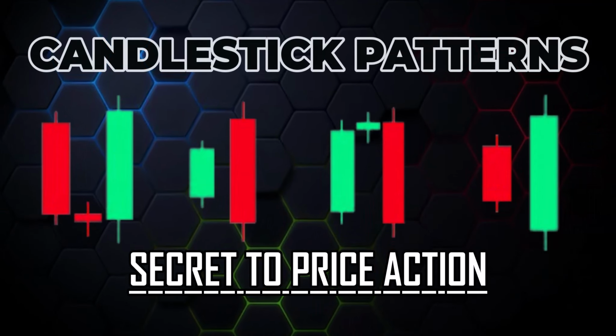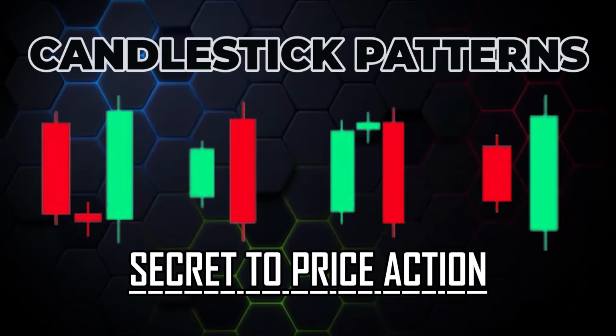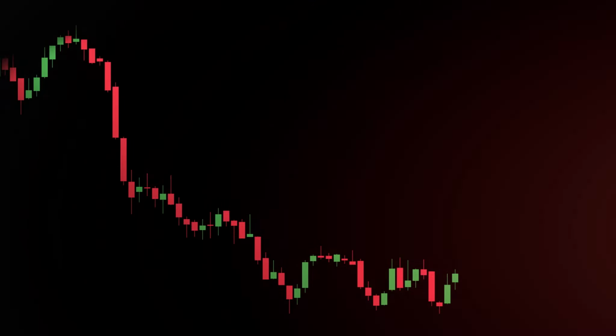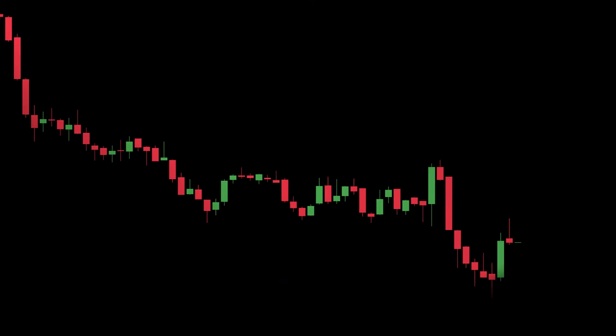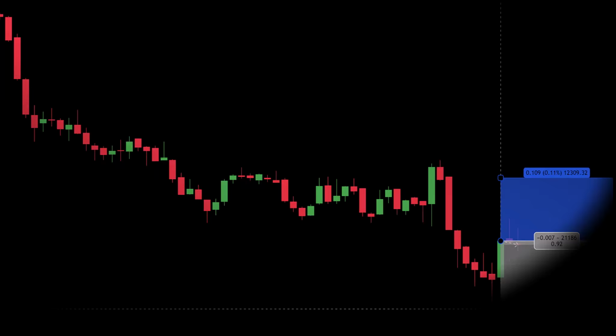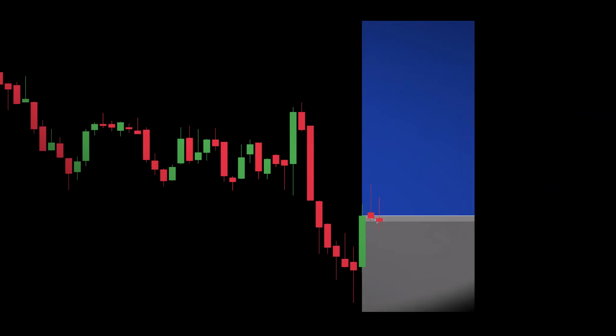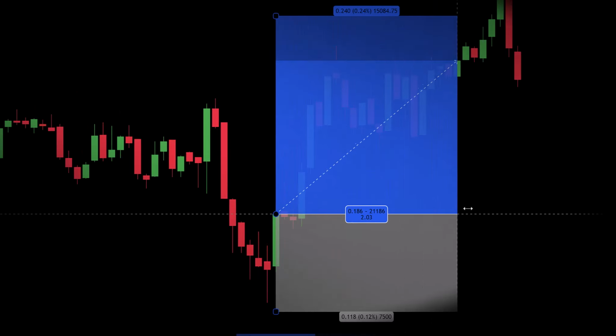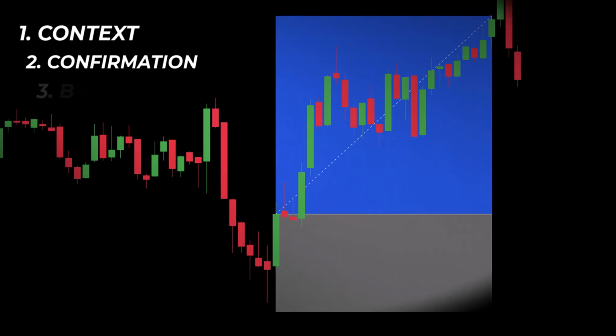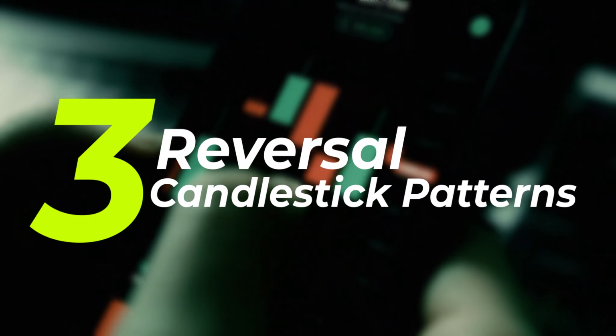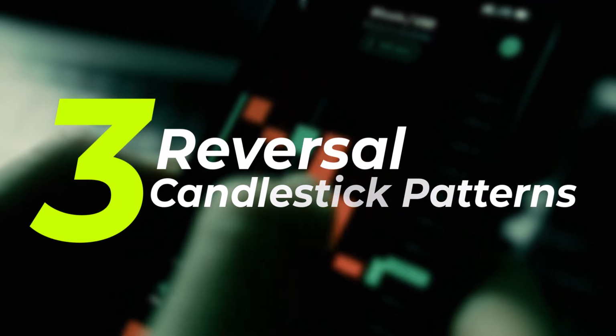Candlestick patterns are often praised as the secret to mastering price action, but they can be a significant issue if not used correctly. Most traders treat candlestick patterns like magic spells, expecting miracles. However, in the real world, they only work when combined with context, confirmation, and brainpower. In this video, I'm going to show you 3 reversal candlestick patterns that still work when used the smart way.